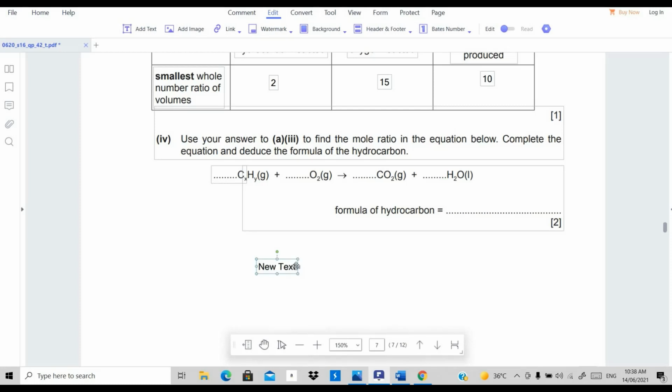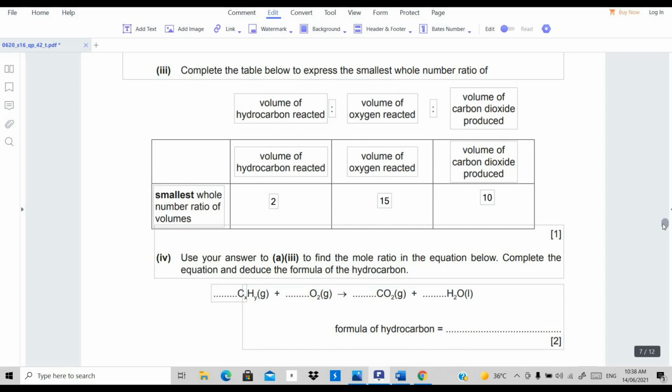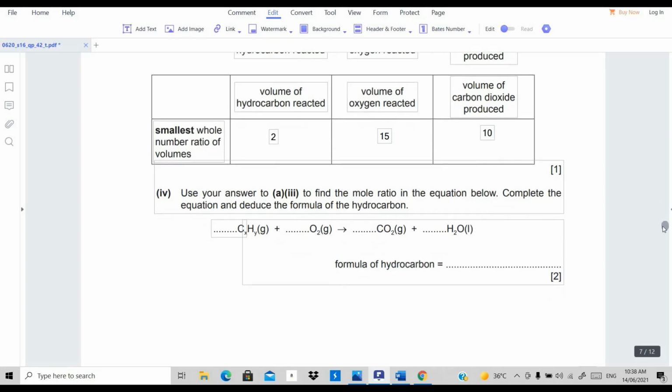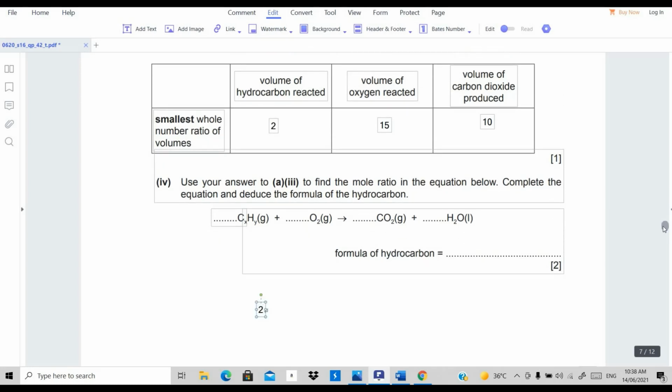So firstly, I'll write right here, this is the hydrocarbon. And what was the volume of the hydrocarbon? It was 2, because we are looking for A3. They're asking us to use our answer to A3. So the volume of hydrocarbon was 2, and I'll write CxHy plus O2. The volume of oxygen was 15, right? It was 15 O2. Sorry, I wrote 0. O2. This will produce CO2. The volume of carbon dioxide produced was 10.